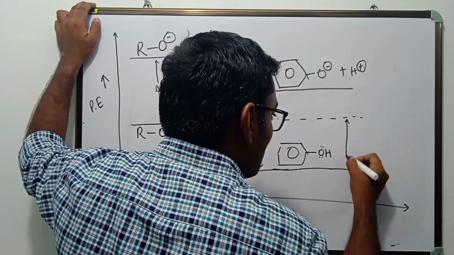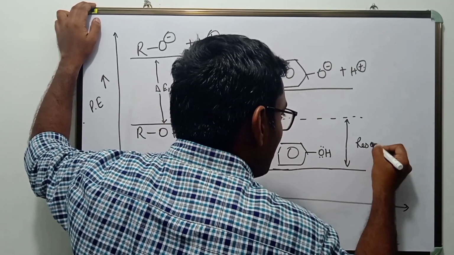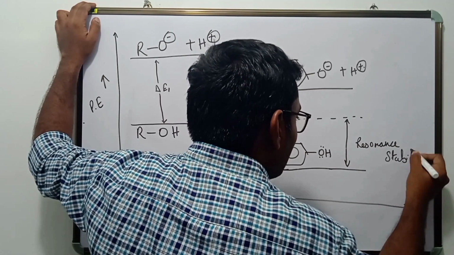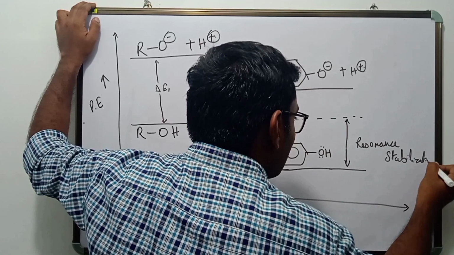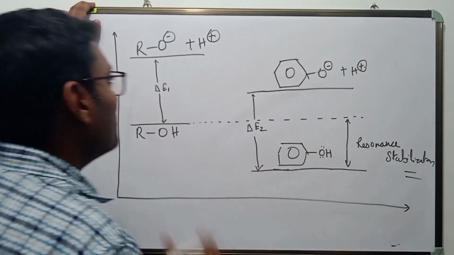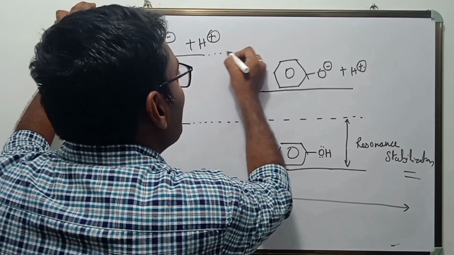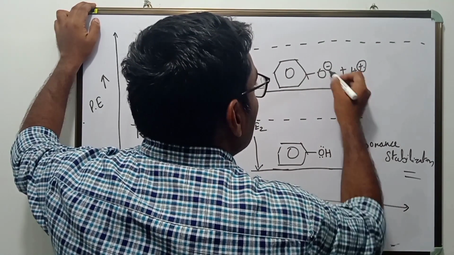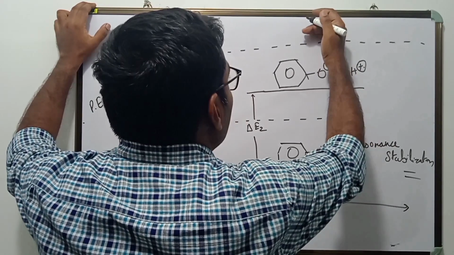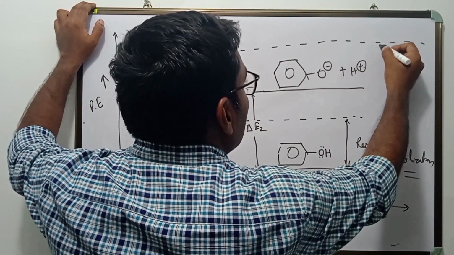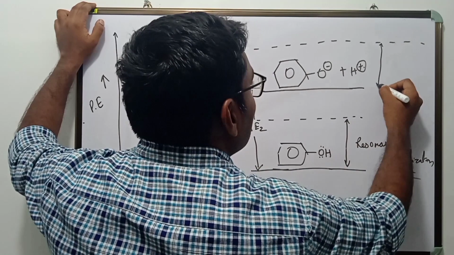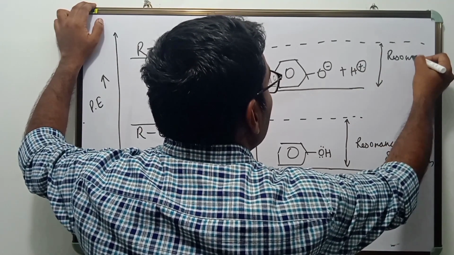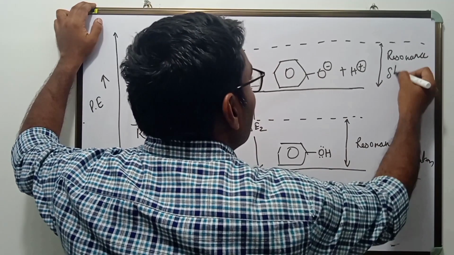This is because of resonance stabilization in phenol. Resonance stabilization in phenol, right? So it has stabilized the phenol here, and you can draw a line from here to here. So the phenoxide ion should have been actually here, in the same place, but it is not here. It is lower in energy, its bar is lower, and this is because there is resonance stabilization in the phenoxide ion.